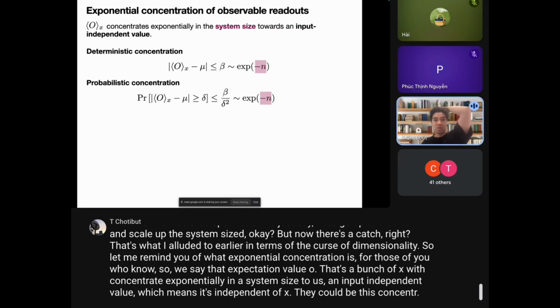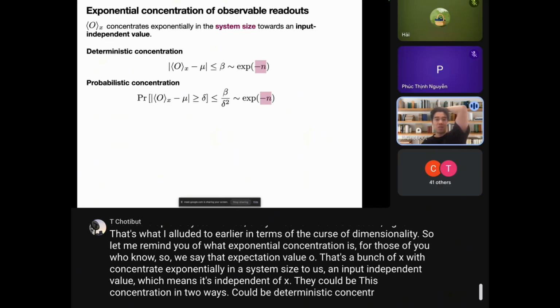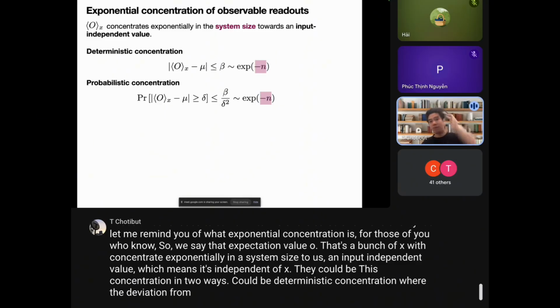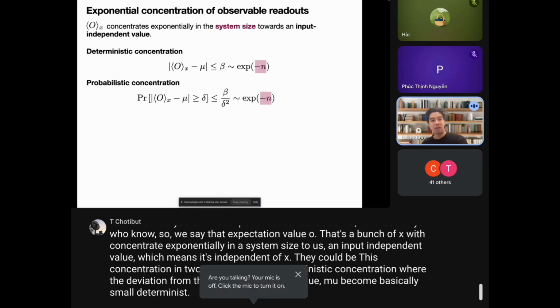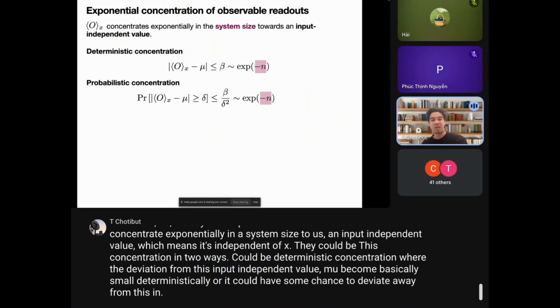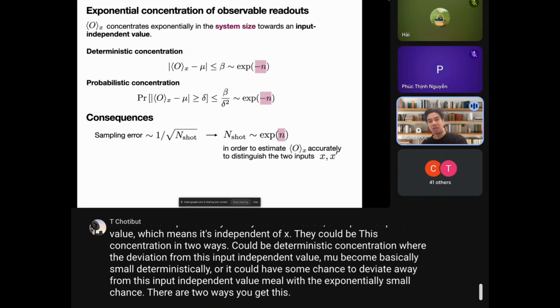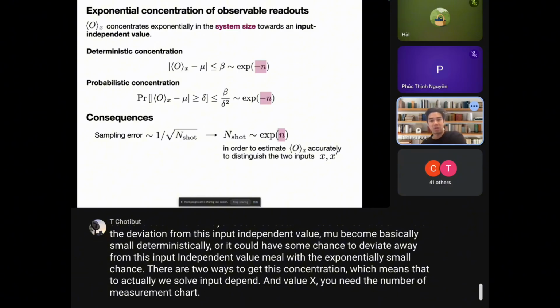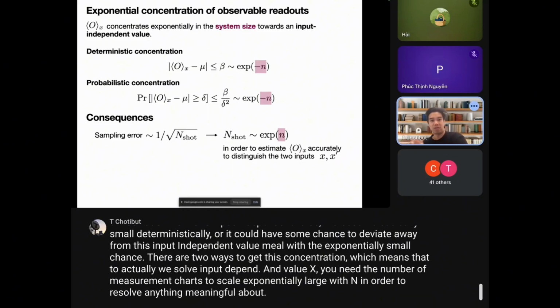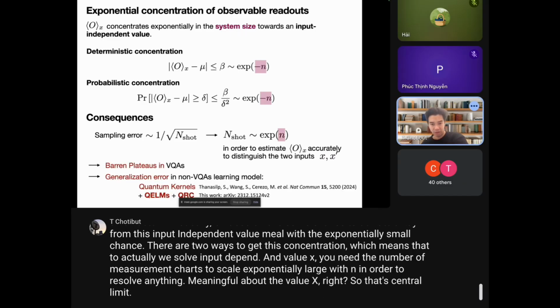There could be this concentration in two ways. It could be deterministic concentration, where the deviation from this input independent value mu becomes exponentially small deterministically. Or it could have some chance to deviate away from this input independent value mu with an exponentially small chance. There are two ways to get this concentration, which means that to actually resolve the input dependent value x, you need the number of measurement shots to scale exponentially large with n in order to resolve anything meaningful about the value x, right? So that's the central limit theorem in disguise.